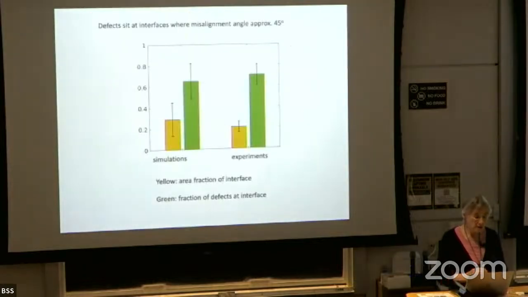Okay, and we counted the number of defects at the interface, and we compared what happens in simulations with what happens in experiments, and you see again something which is really, really close. I don't believe the quantitative match particularly. I mean, you can fiddle the parameters so it works, but you get pretty much the same story whatever parameters you put in. So I believe the story.